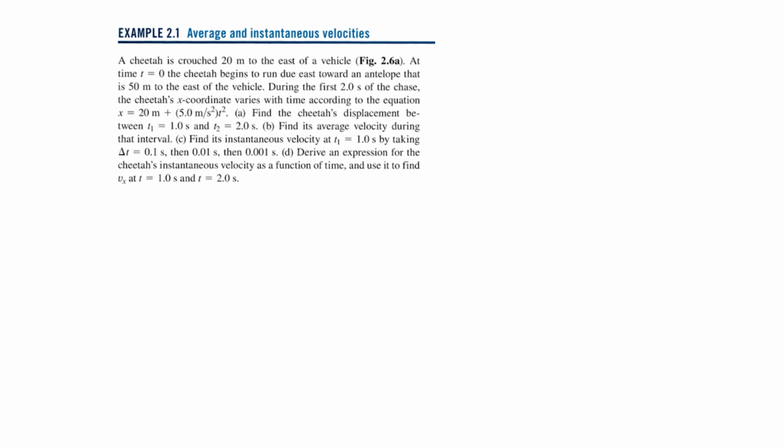So we'll start with part A. Part A says find the cheetah's displacement between time equals 1 second and time equals 2 seconds. So we're looking for displacement, which we know is delta r, or change in position. Now, in this particular example, they're assuming we're only moving in the x direction, so they have specified that's going to be our delta x.